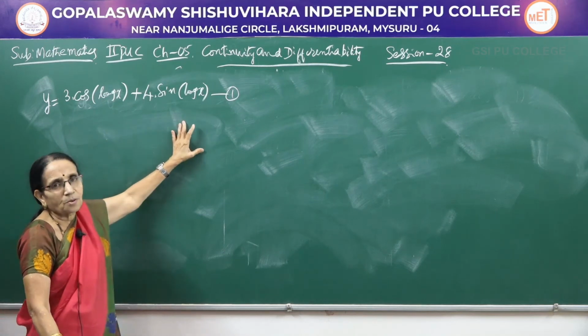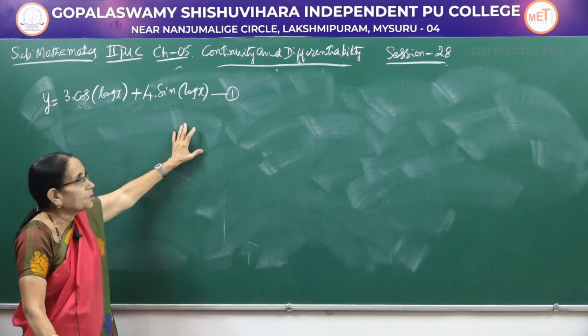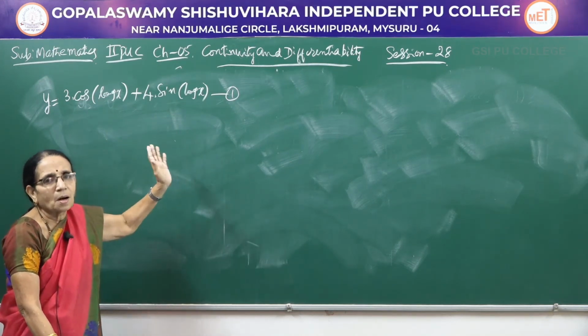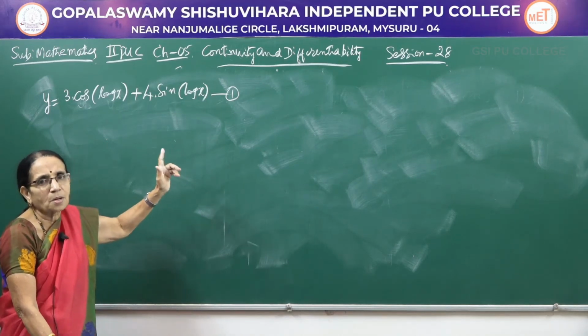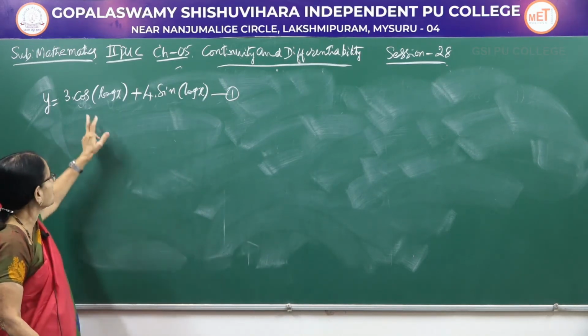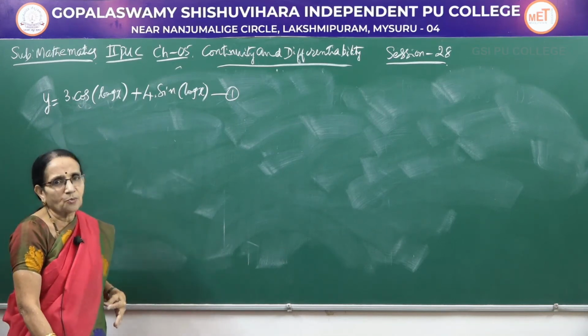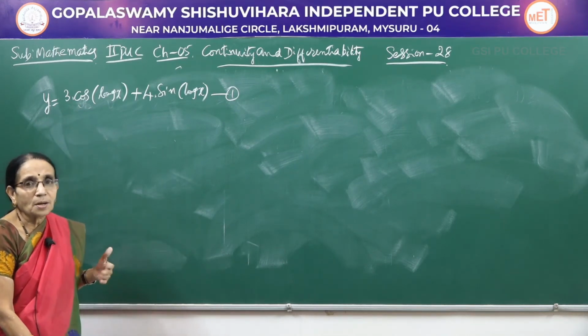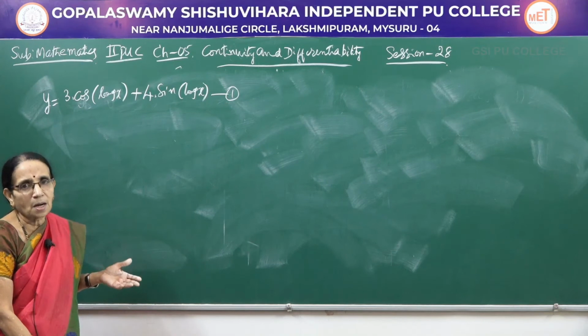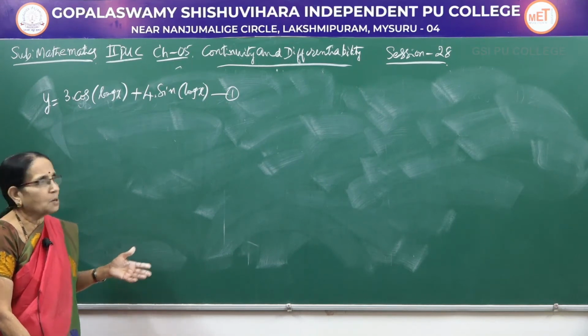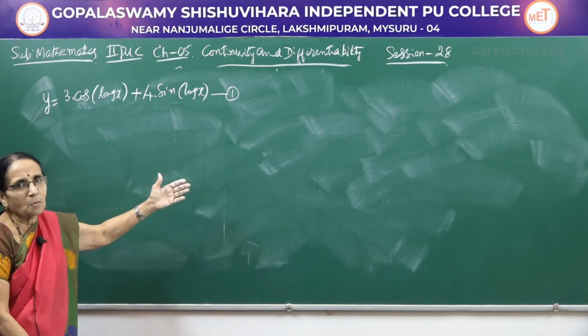Similarly, sin of x has a derivative cos x. So sin of log x becomes cos of log x. For log x it is 1 by x. And another thing, I have given the numbers 3 and 4. Instead of that, some general constants can also be given, like a and b, m and n. Then also you will be getting the same answer.